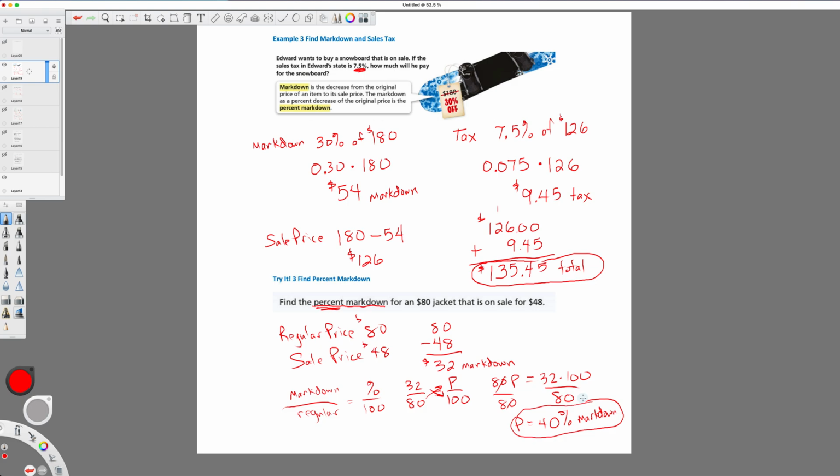So if it's markup, that's getting added on to a store's cost to determine selling price. If it's marked down, that is being subtracted from the regular price to get the sale price. And then if there's tax involved, tax gets added on at the very end after any sales have been done. Then the tax is calculated, and the tax is always some percent of the sale price. So hopefully these examples will guide you on your homework.